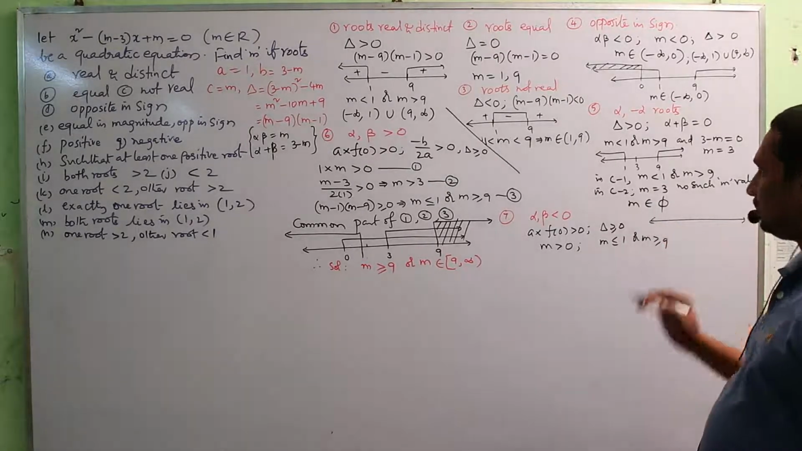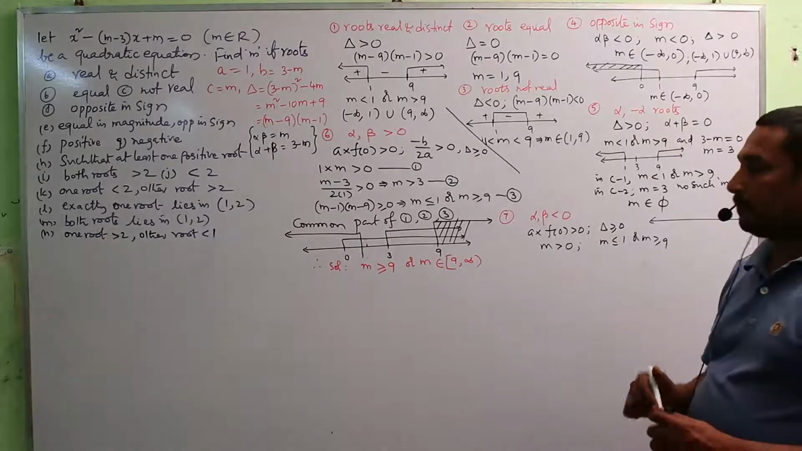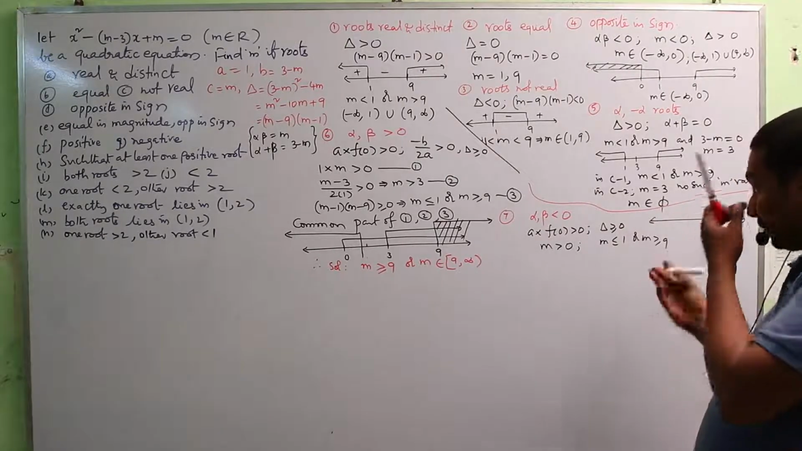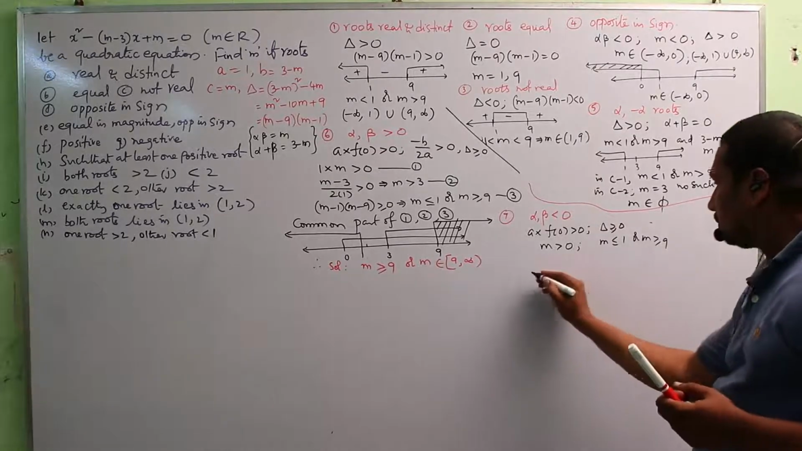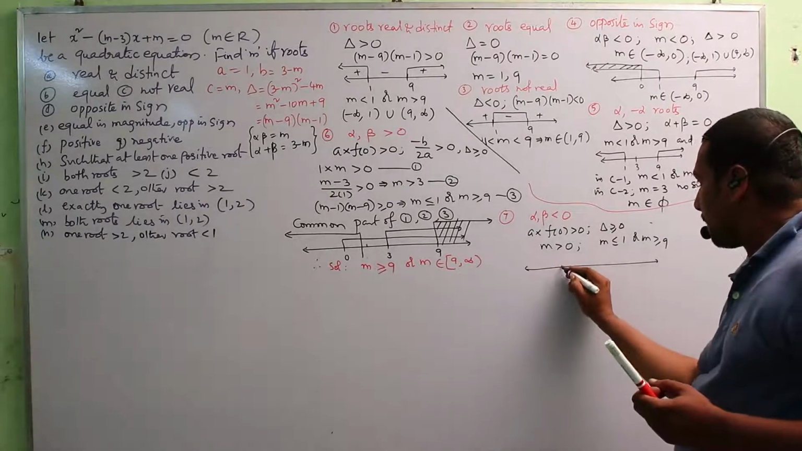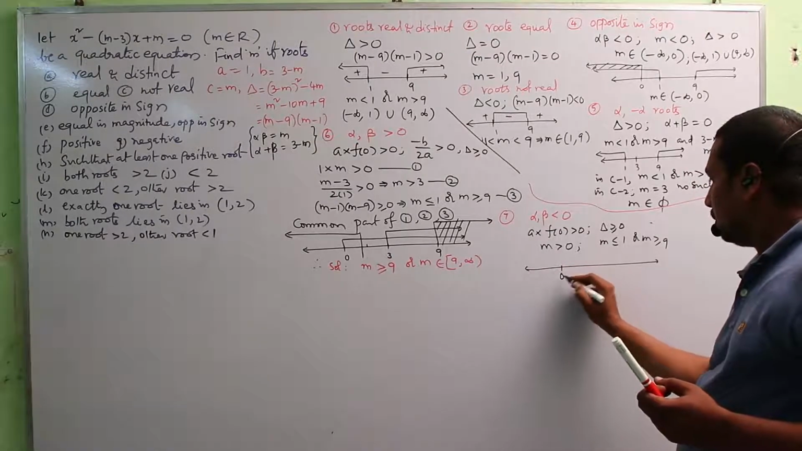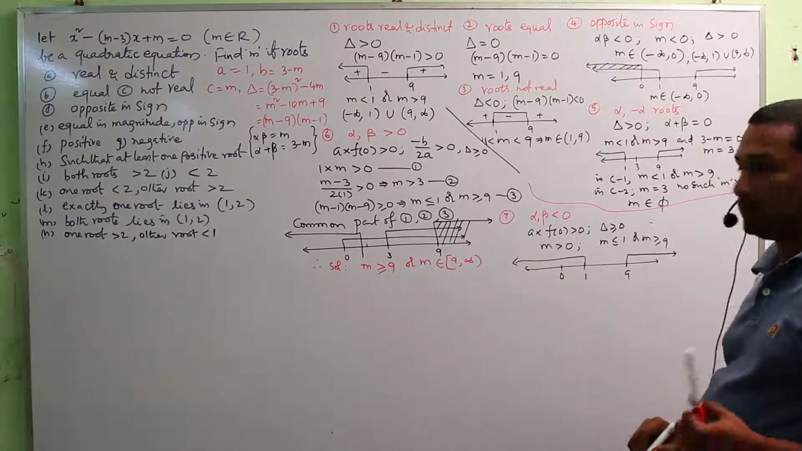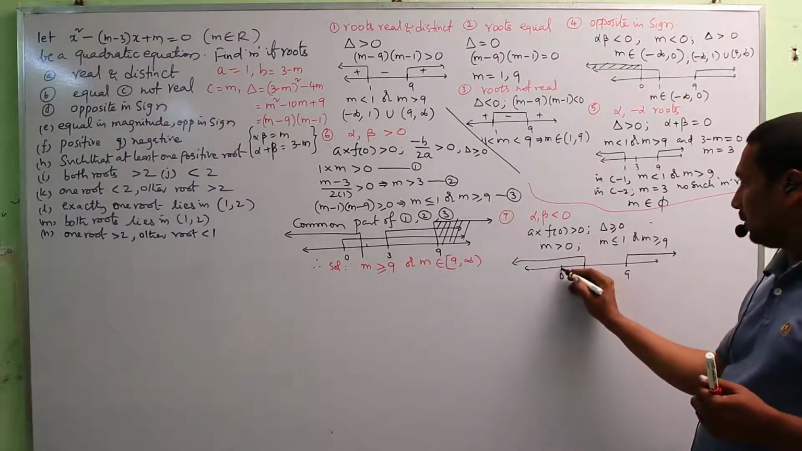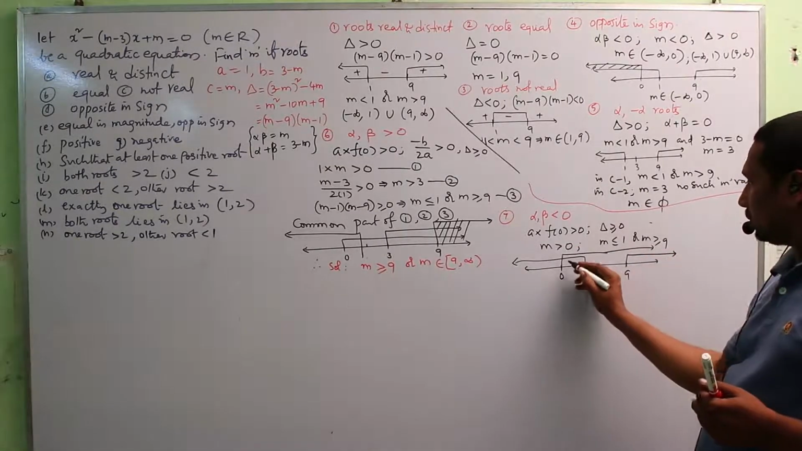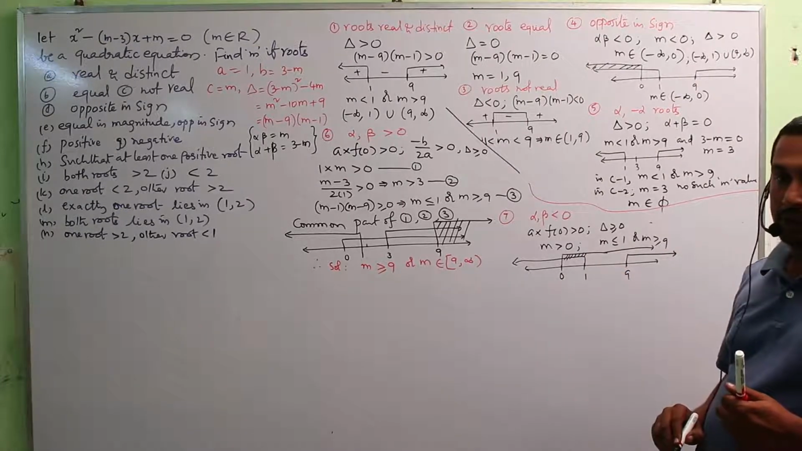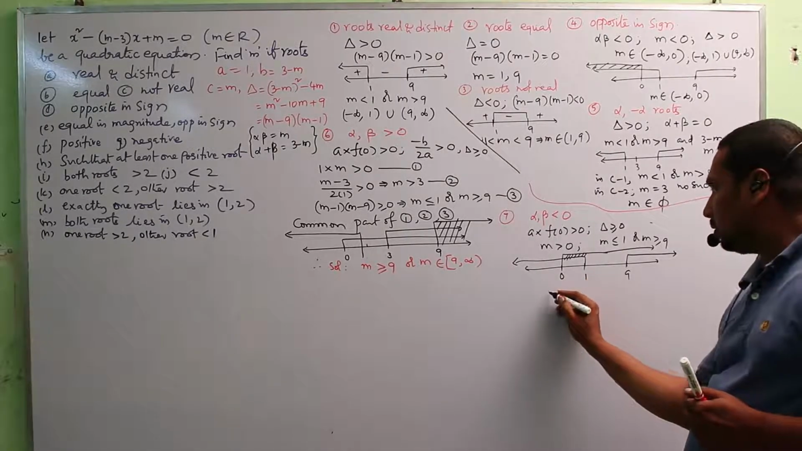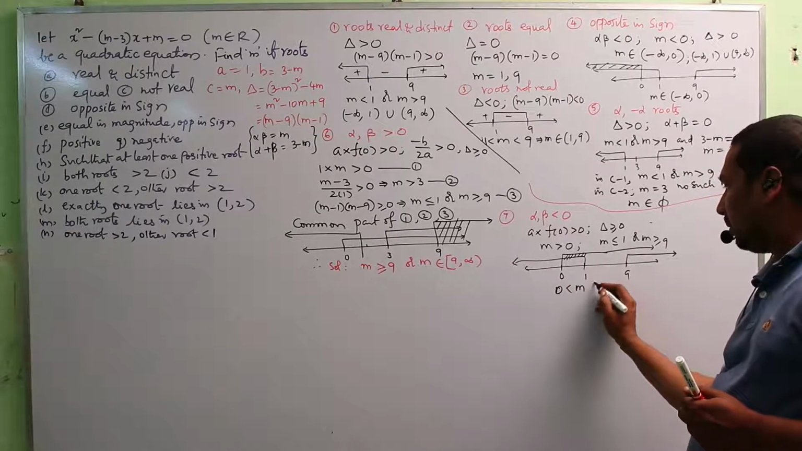Now go through the number line. Observe 0, 1, 9. It is more than 9 or less than 1, and this one is more than 0. So what is the common area? This is the common area, 0 to 1. So, 0 less than m less than or equal to 1.